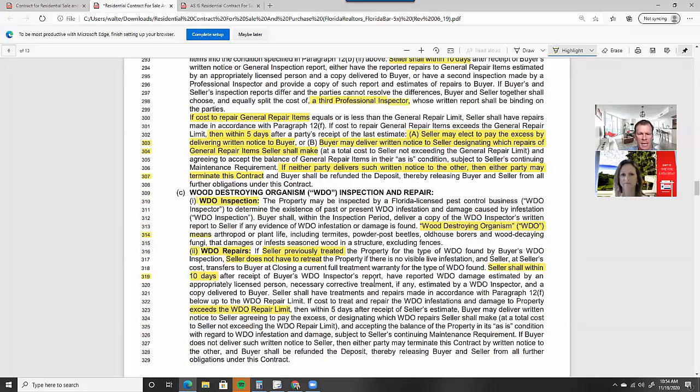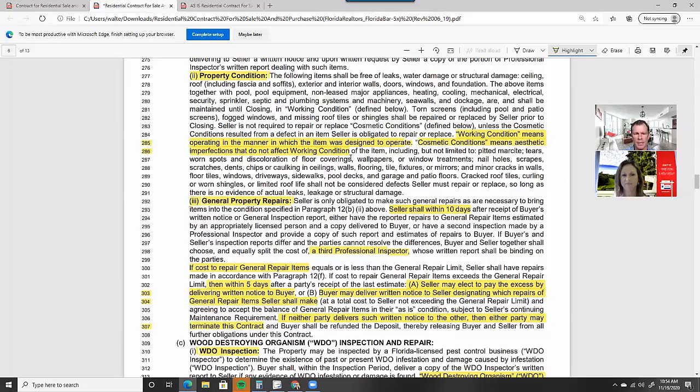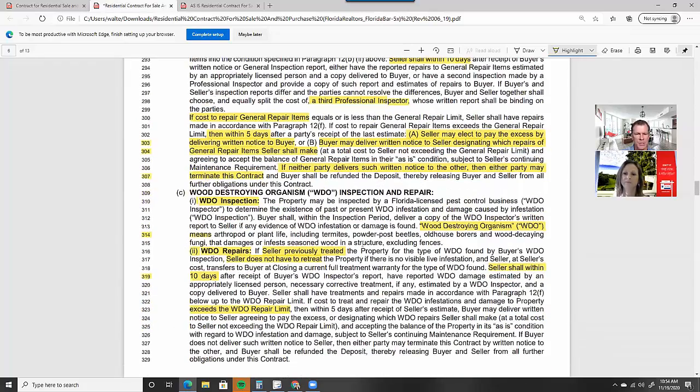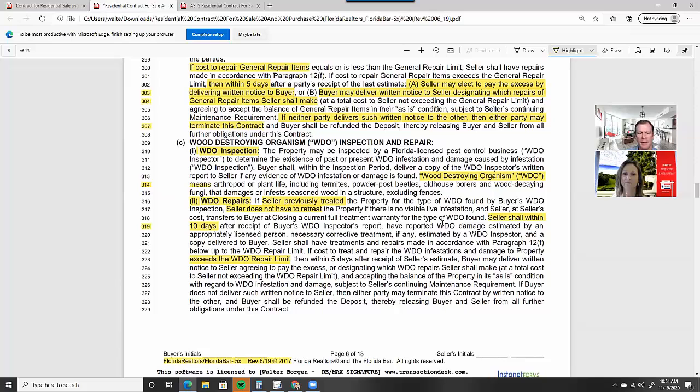Now, that's basically how all three of these sections will work. So we won't spend too much time getting into the details of all of these things. We're just going to say that they all work very similar to this general property condition and repairs section. So same thing with wood destroying organisms. There's a time frame for the inspection to be done, for the request to be made by the buyer, for the seller to get the estimates, and then determine if it's above or below the repair limit, and then they're going to determine what they're going to do in the same exact way. So it's going to be very similar. It's just a different bucket of money, right, Amy? They're not combining the two.